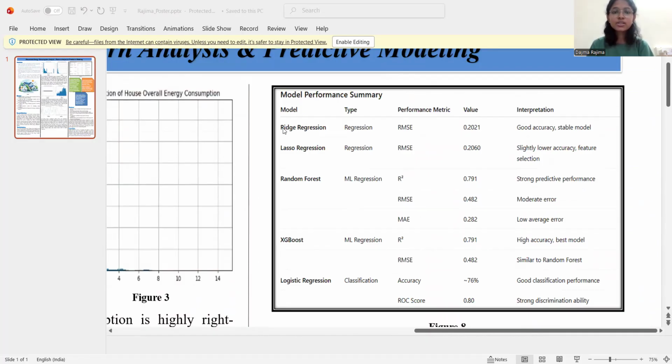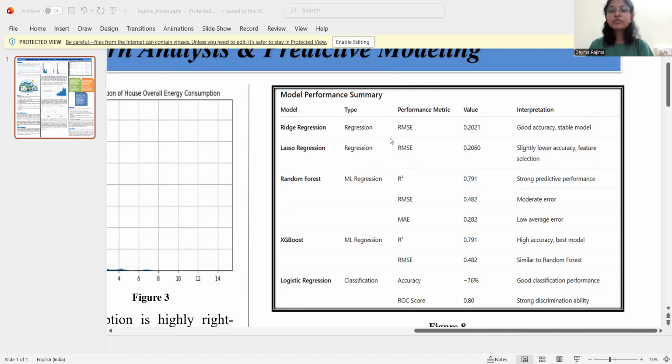Now, summarize the model performance. Here I used ridge regression, lasso regression, random forest, extreme gradient boost, and logistic models. The types of these models are ML regression and classification. The root mean square error of ridge regression is 0.2021, meaning good accuracy, stable model. The root mean square error of lasso regression is 0.2060, meaning slightly lower accuracy, with feature selection.